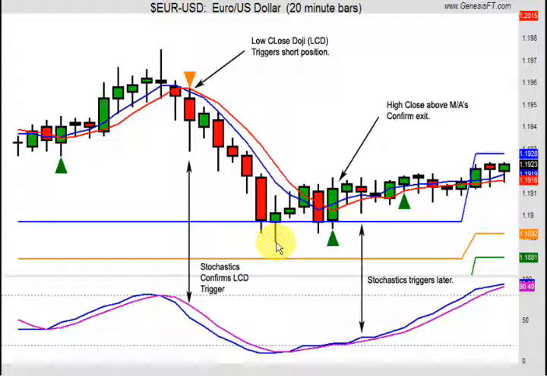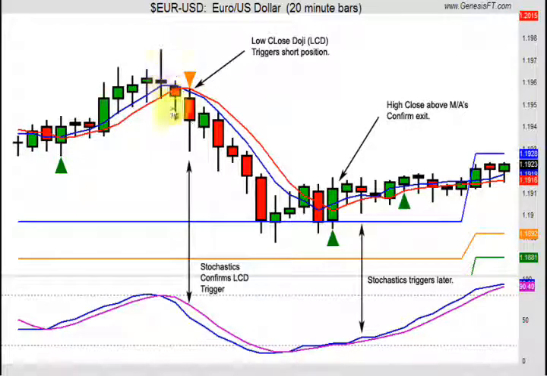Now, one thing that we didn't talk about yet is stochastics. But I did say how you can utilize stochastics or MACD to help confirm these signals. Notice that the stochastics has a nice hook cross signal below the 80% line and confirms that there's a shift in momentum weakness. That is a beautiful setup and a perfect textbook trigger to go short a market.